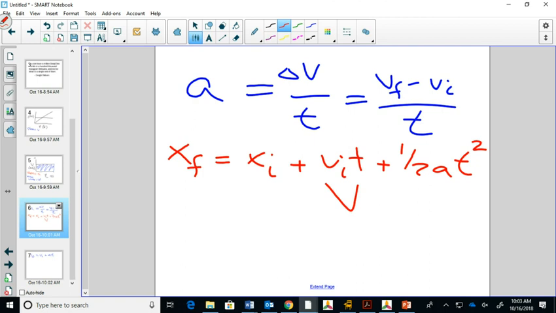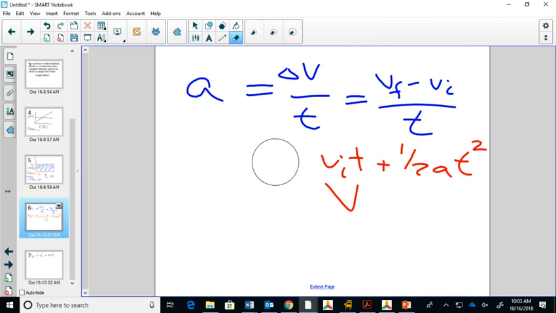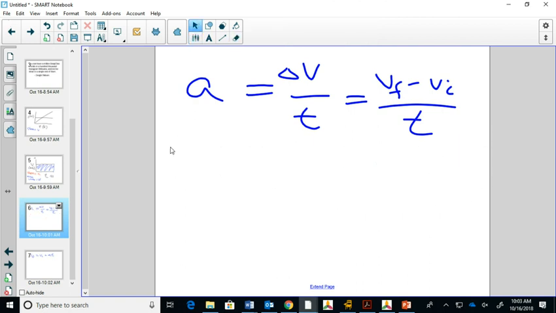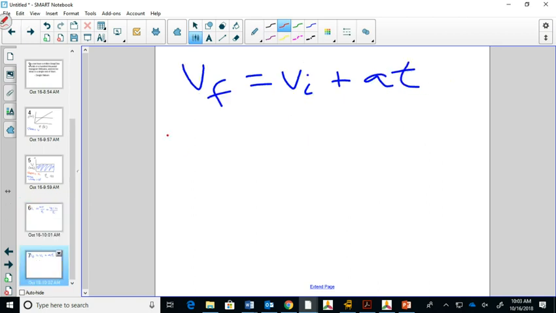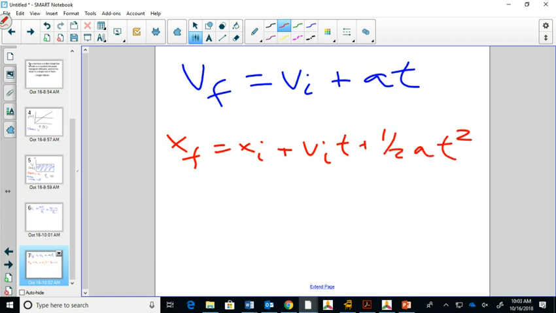If you want to see it in a graph, give me 1 second, Nick. Oops, I put this in the wrong spot. Let's put this back on this page, my apologies. That we get xf equals xi plus vit plus 1/2 at squared. Your question, Nick?